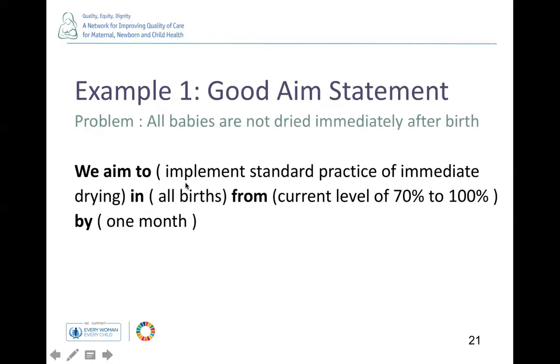Now, in a healthcare facility, as we noticed, there was a problem that all babies are not dried immediately after birth. So a good aim statement for this would be, we aim to implement standard practice of immediate drying in all births from current level of 70% to 100% by 1 month. So this is a timeline.